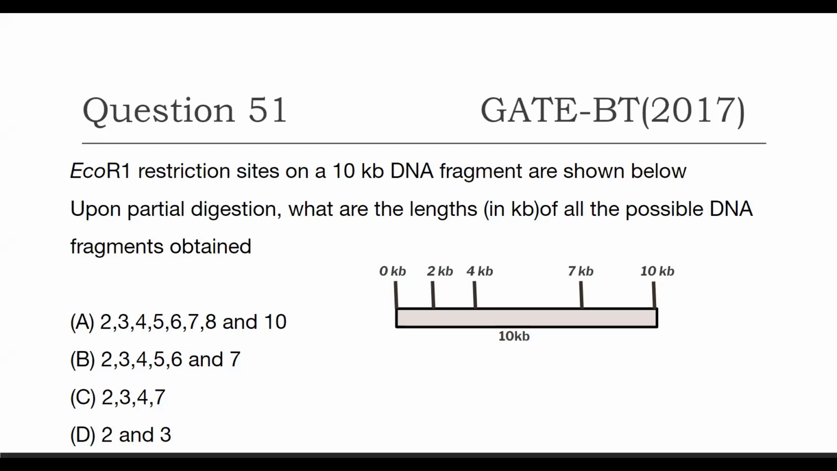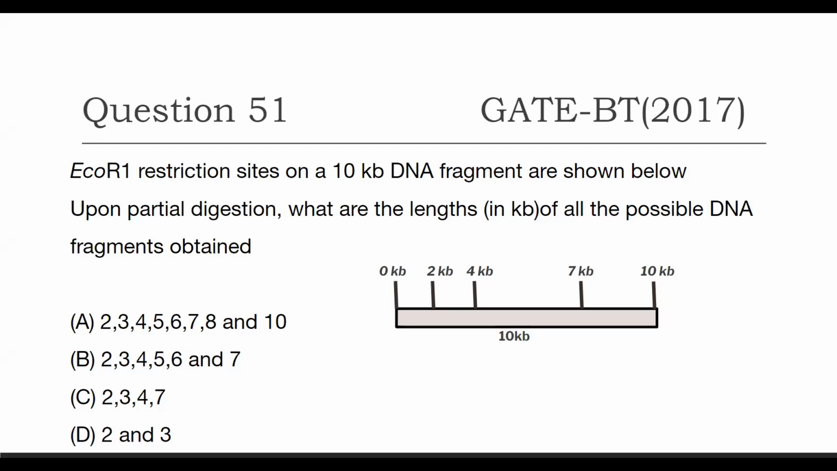Welcome everyone. Today I'll be solving question number 51 of the 2017 GATE Biotechnology paper. The question is that EcoRI restriction sites on a 10 kb DNA fragment are shown below. Upon partial digestion, what are the lengths in kb of all the possible DNA fragments obtained? And there are 4 options given to you.